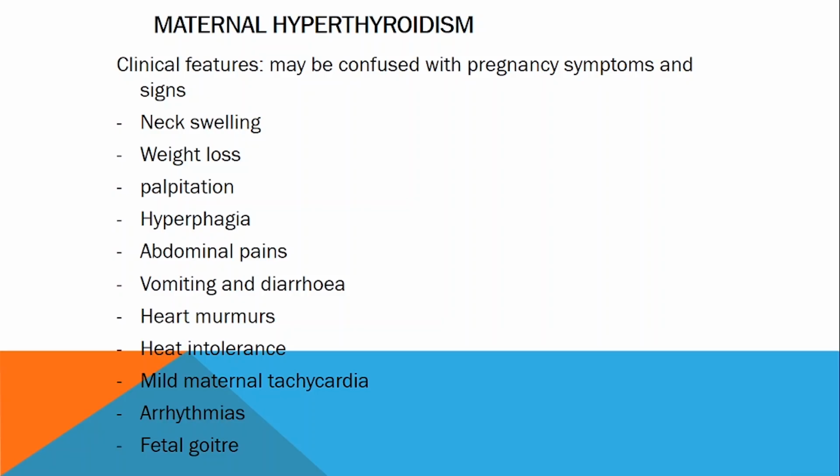Clinical features of maternal hyperthyroidism could be confused with normal pregnancy symptoms. And what are the symptoms? Neck swelling, weight loss, palpitation, hyperphagia, excessive eating, abdominal pains, vomiting and diarrhea, heart murmurs, heat intolerance could be there. There might be mild maternal tachycardia, arrhythmias, even fetal goiter, because thyroid stimulating antibodies can cross the placenta.